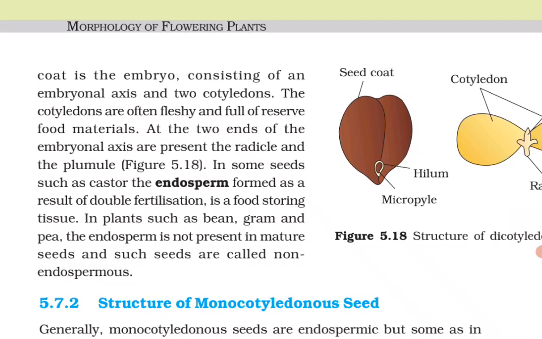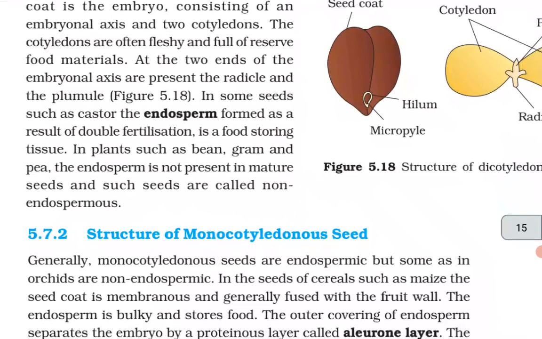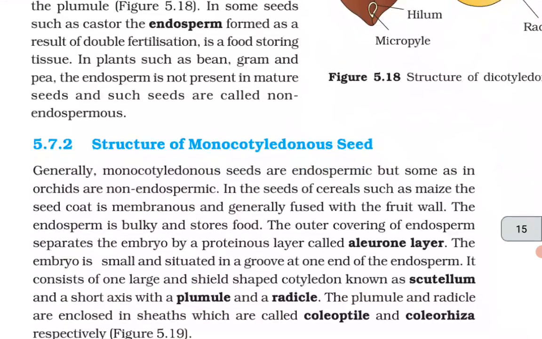In some seeds such as castor, the endosperm formed as a result of double fertilization is a food storing tissue. In plants such as bean, gram and pea, the endosperm is not present in mature seeds and such seeds are called non-endospermic.